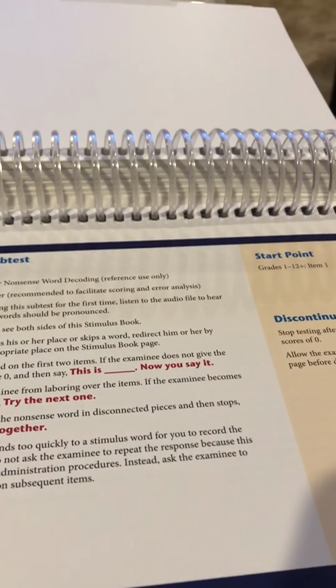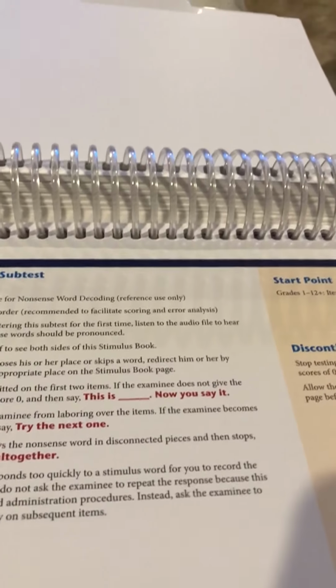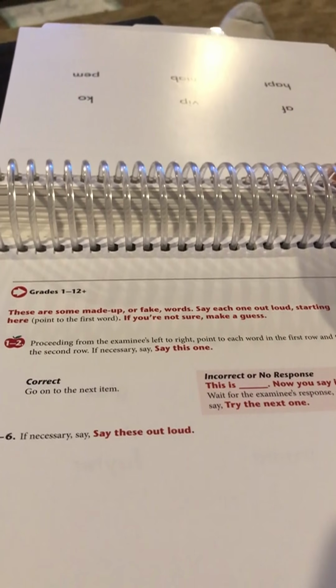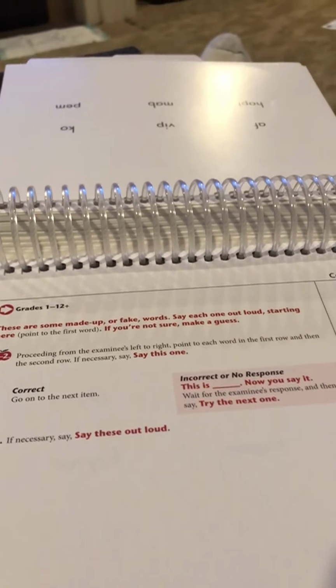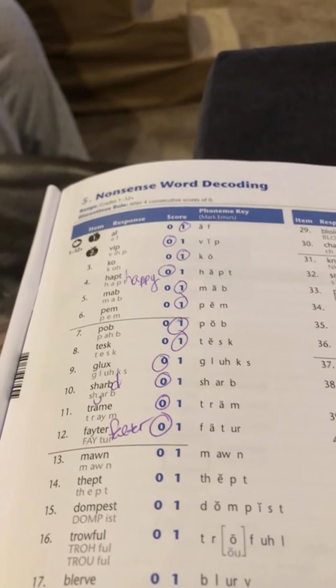Stop testing. Oh, everybody starts with item 1. Stop testing after 4 consecutive scores of 0. And they're going to start with just reading words. Okay? And these were nonsense word decoding. He finished 2nd grade and did not make it very far here.